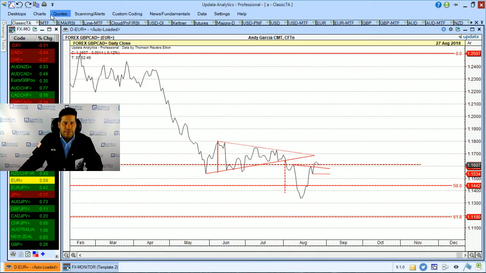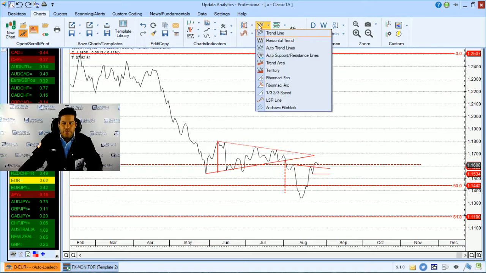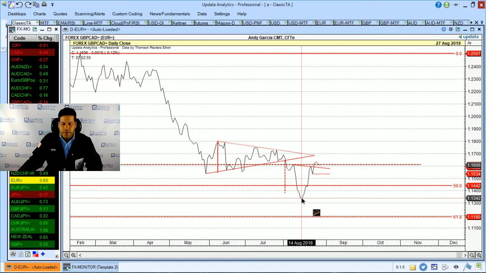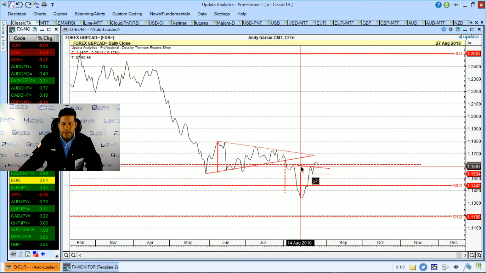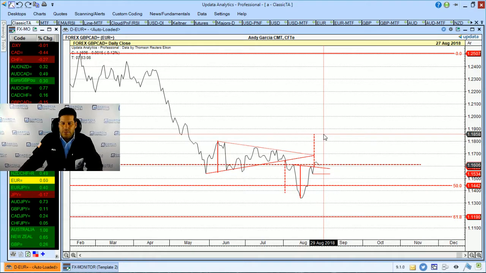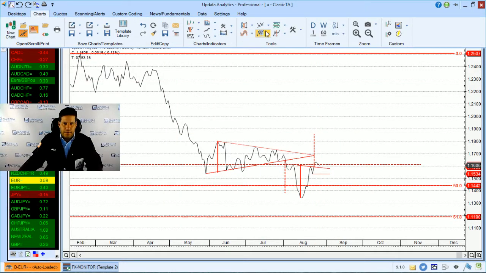expectation here is to take the measurement of the move from the bottom of the head to the neckline, and then project it off of the breakout point, which is here. And so I'm looking at about, this says 118.5. Okay, so this right here is my target. 118.5 is a conservative move for this thing.